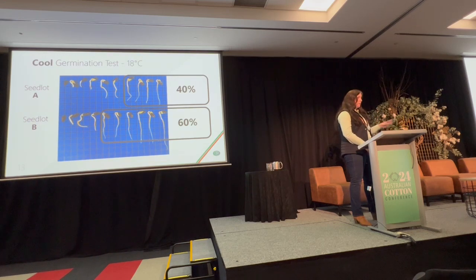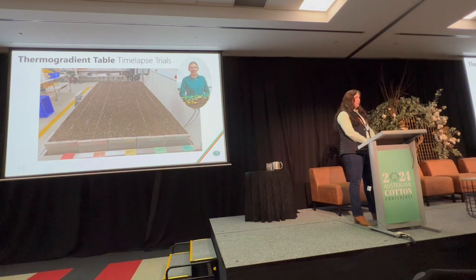So we've done a lot of lab-based trials looking at this, and we've also validated that in the field, but it's hard to draw direct comparisons in the field because we can't control temperature. So to demonstrate the influence on temperature on emergence, we've used an intermediate process, which is our thermogradient table. So this acts as an intermediate between lab-based tests in roll towel and emergence in the field in soil, but it allows us to have control of the temperature parameters.